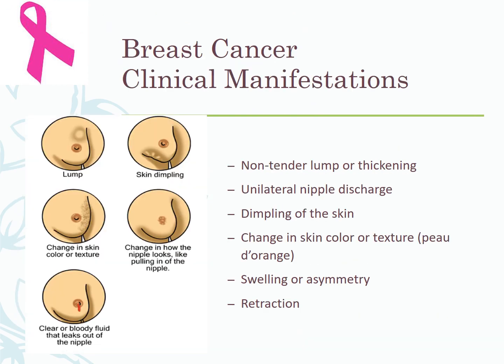The clinical manifestations that a woman might see, these are things that you can teach your patient. If you find you have a non-tender lump or thickening in the breast, if you're having unilateral nipple discharge, dimpling of the skin, change in skin color or texture, swelling or asymmetry, and if they start to notice that their nipple is retracting. 90%, like I said, of breast lumps are detected by women. Only 20 to 25% are actually malignant. That's still a lot, though.